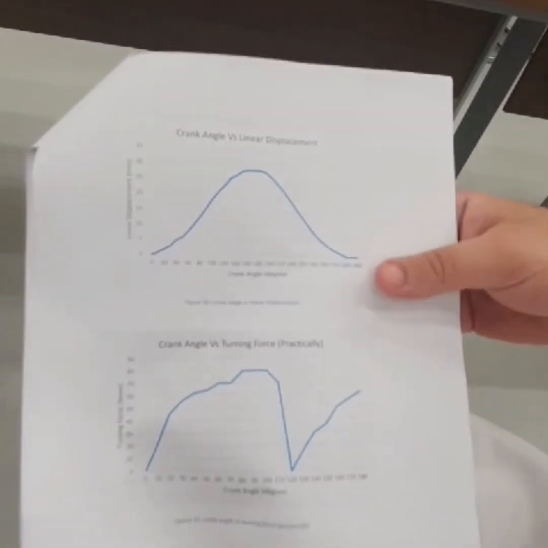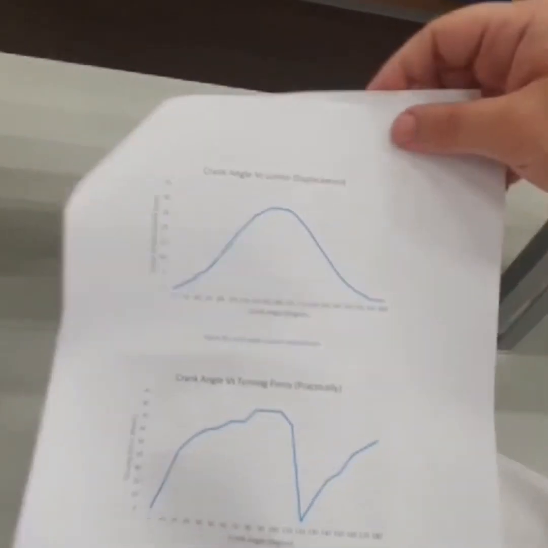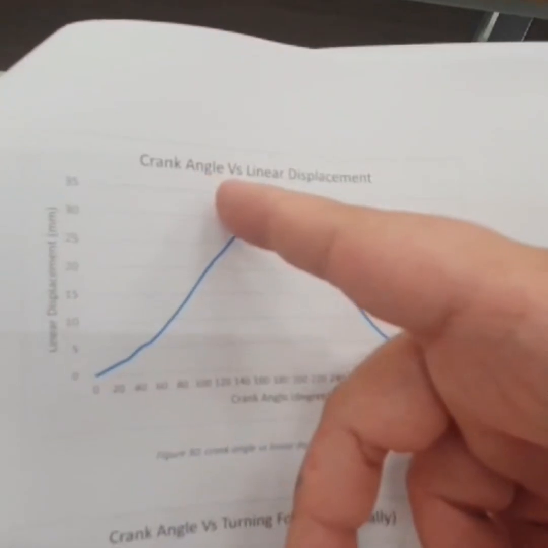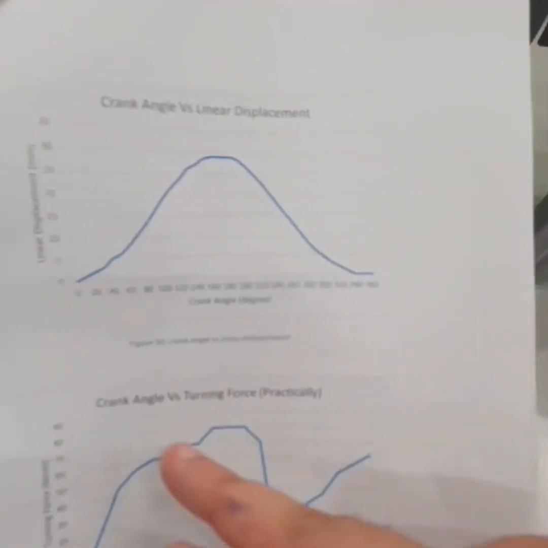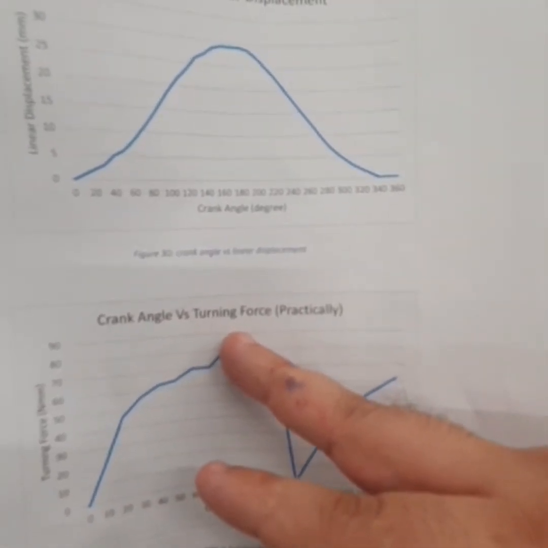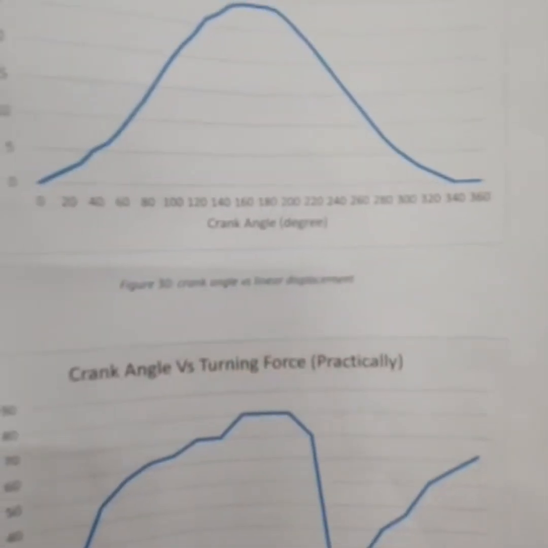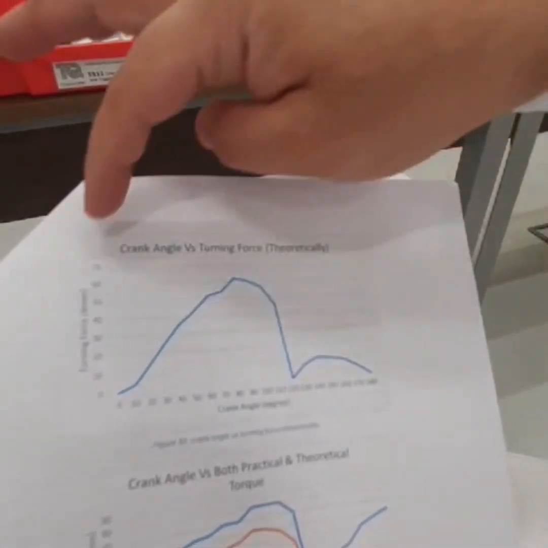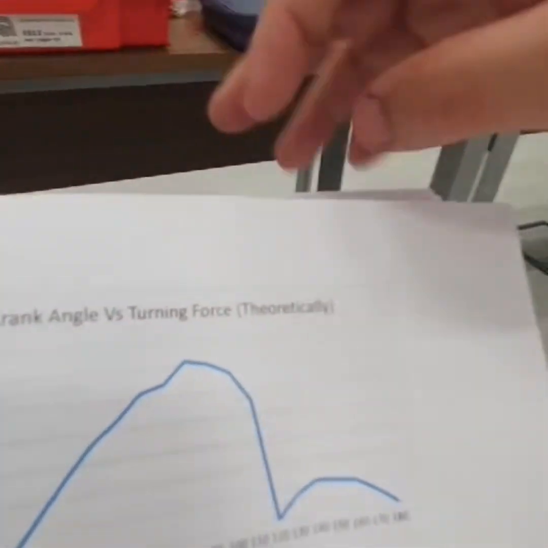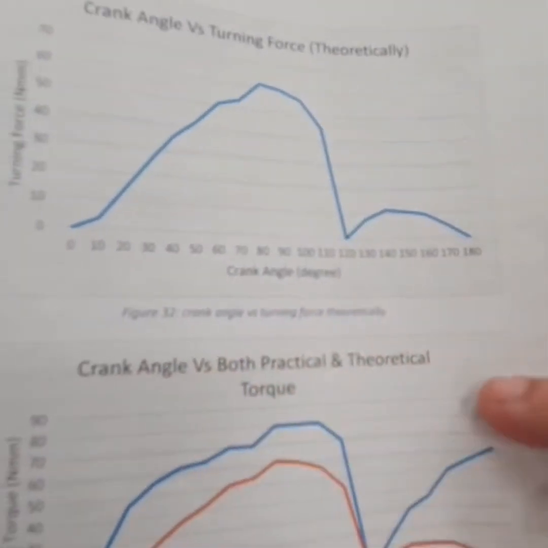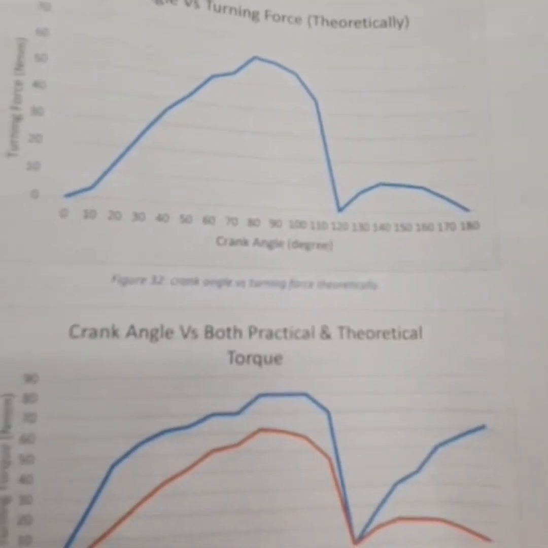Guys, you can see here the data I obtained from the experiment, and this is the analysis. This is the graph that represents the crank angle versus linear displacement, and this is also crank angle, but this time versus turning force. Practically, the turning force is the torque or practical torque. Also we had the crank angle versus the turning force theoretically this time, and this is the graph that represents crank angle versus both practical and theoretical torque.